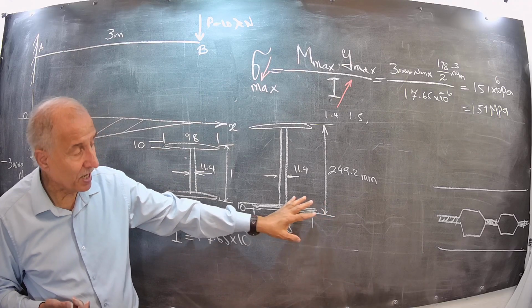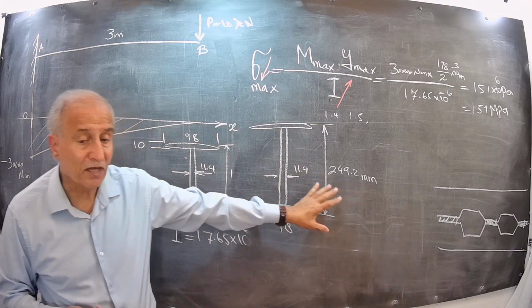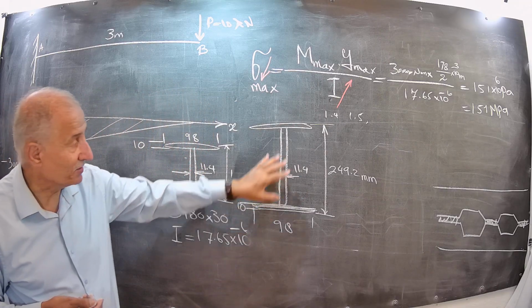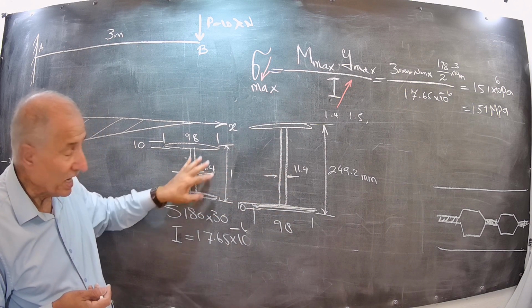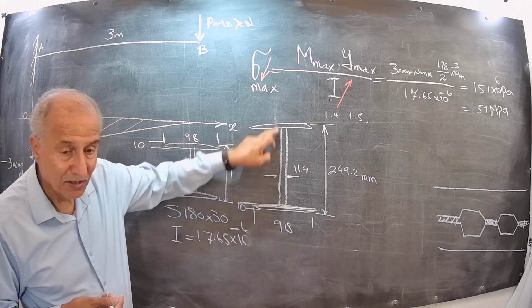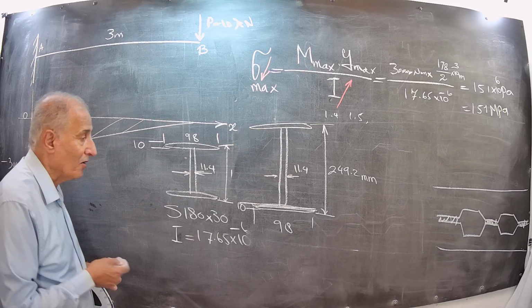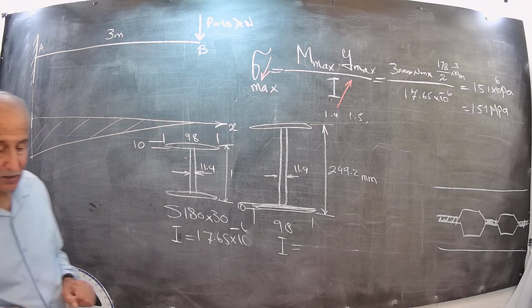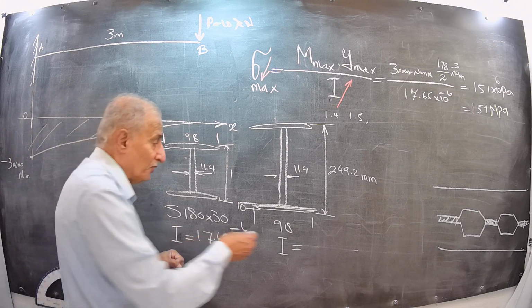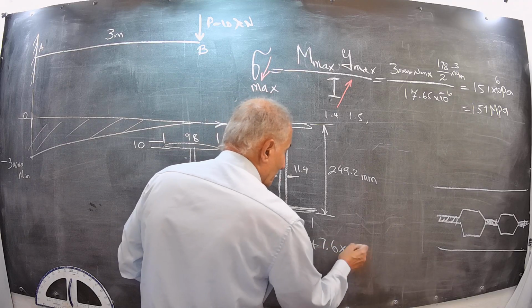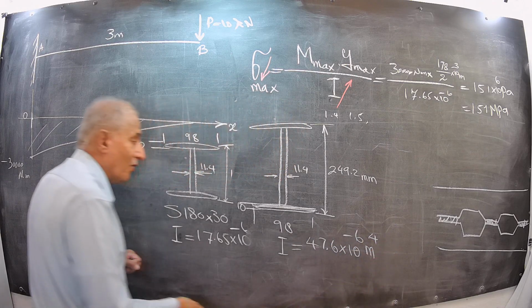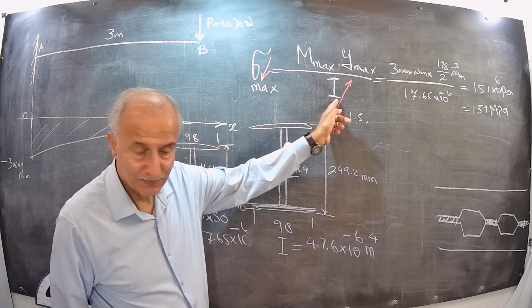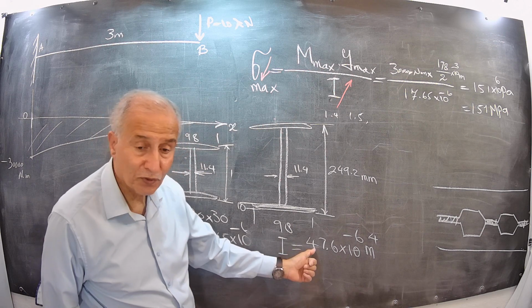You cannot go to the table, okay, change it to a beam 250 and then take my moment of inertia from the table. No, you must calculate it yourself because everything is the same as 180 except the depth of the cross section of the beam. Okay, I calculated I for that and it is equal to, I think, 47.6, 10 to power minus 6 meter fall. Then I increase I from 17.65 to 47.6.